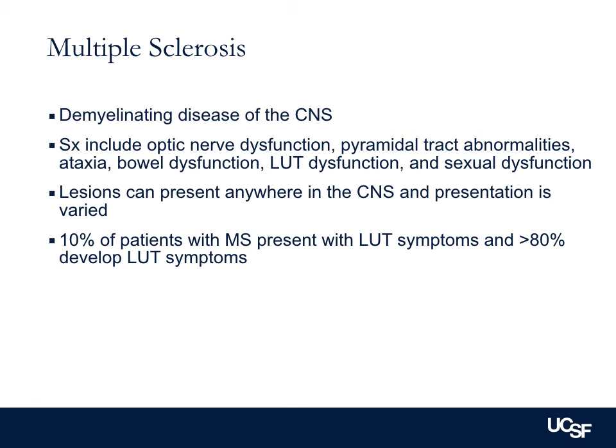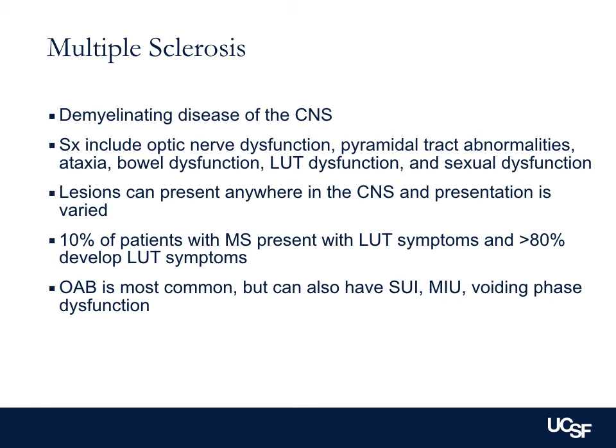10% of patients with MS present with lower urinary tract symptoms, and more than 80% develop lower urinary tract symptoms. Overactive bladder is the most common manifestation, but you can also have stress incontinence, mixed incontinence, and voiding phase dysfunction. So it can be quite varied, and this is because the lesions are quite varied and change over time.